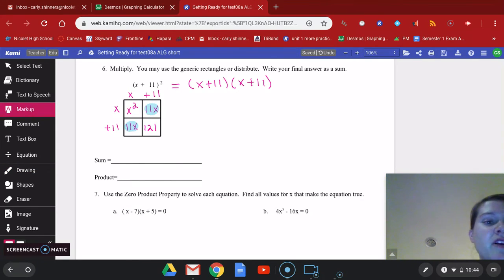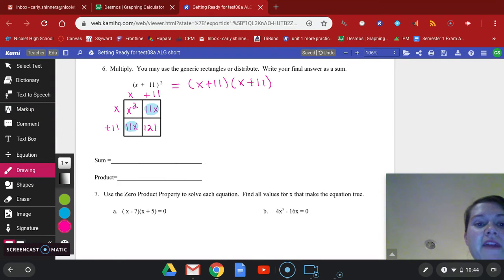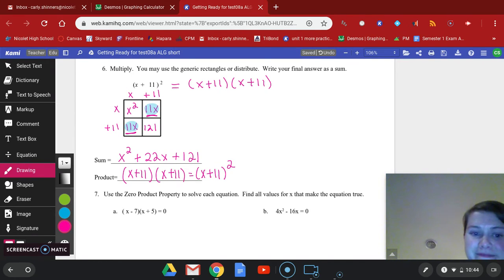These are like terms. So when I add this up, I can take x squared plus, this will give me 22x plus 121. And the product, that sum being factored, is x plus 11 times x plus 11, which is x plus 11 squared.